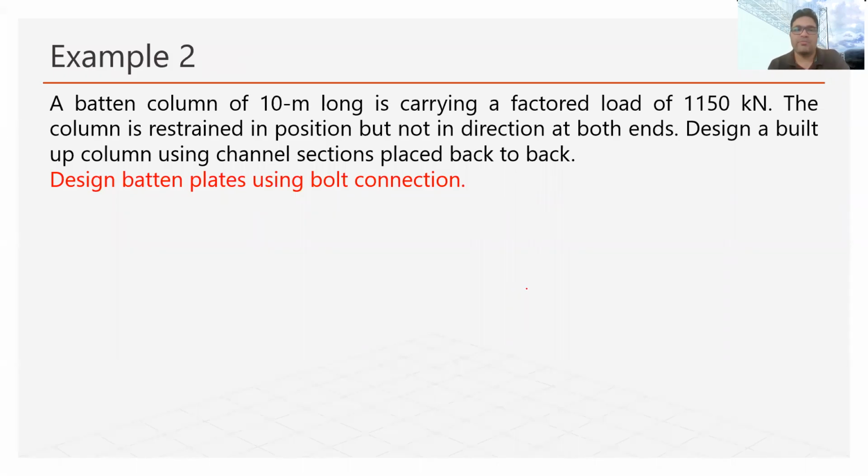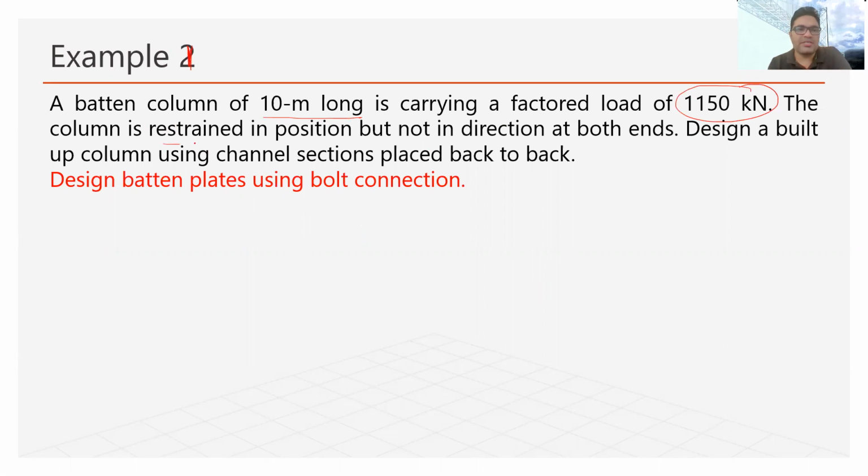Hello, welcome back. In this lecture, we are going to solve an example to understand the batten system design. This is example one. It says a batten column of 10-meter length, so the length of the column is 10 meters, is carrying a factored load of 1150 kilonewton.